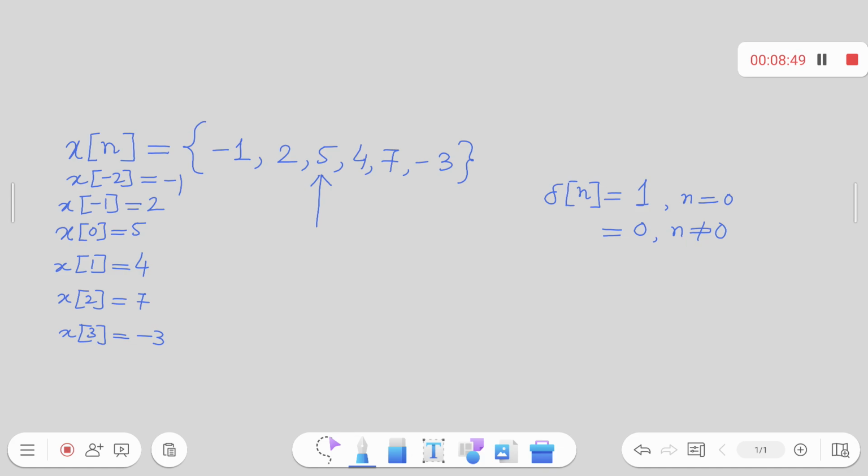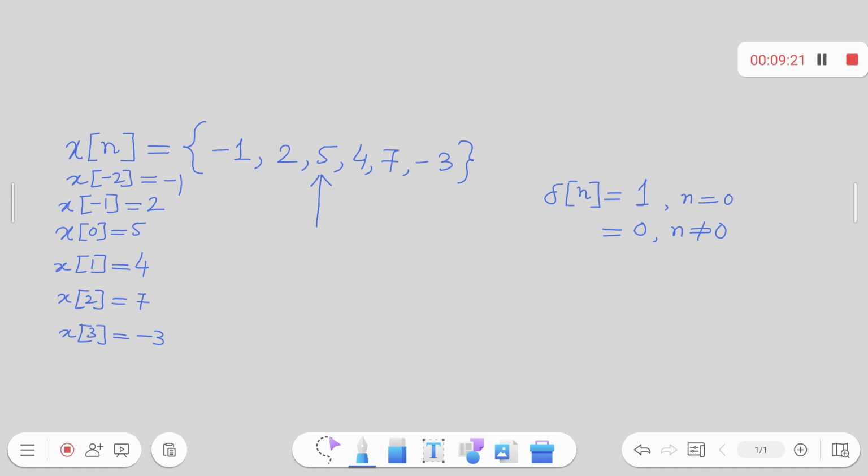None of the x of n values is equal to 1. Either you have 7 or 5 or 3 or minus 3 or 2 or 4, so it should be scaled. Also, delta n exists only for n equal to 0, but here the values exist from n equal to minus 2 to 3. So you require shifting as well as scaling. How can I then represent x of n?